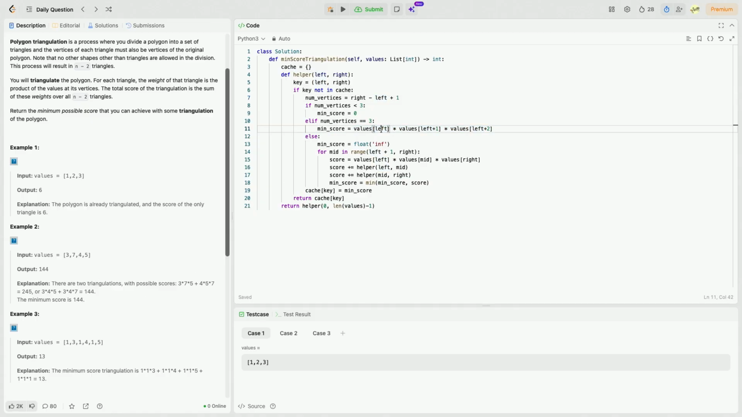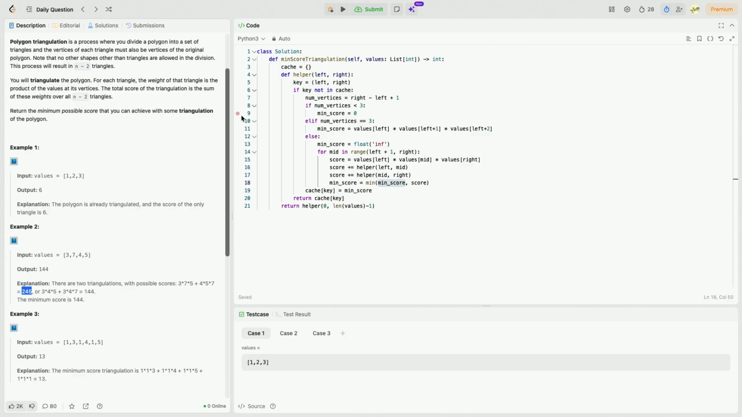So our left would be our new mid. So that is actually the 7. 7, 4, 5. 4, 5, 7. Yeah, that's this case. So we multiply that, we add them, and we add them to the score. So our minimum score is now the minimum between minus infinity and this 245. Cool.